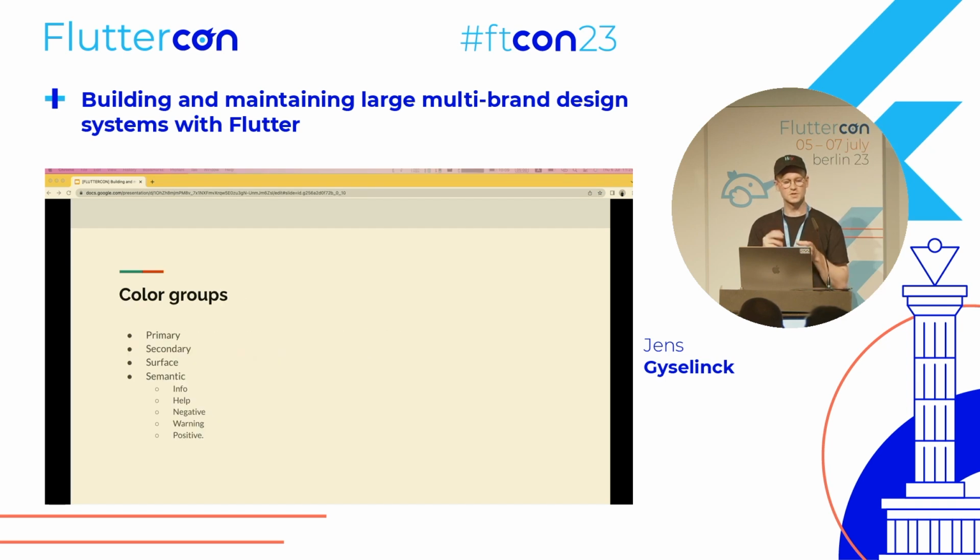But first, the color groups, very simple. We have primary, secondary, surface, and then we have our semantic colors, which are info, help, negative, warning, and positive.